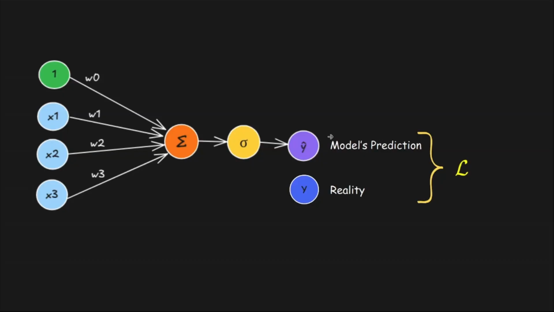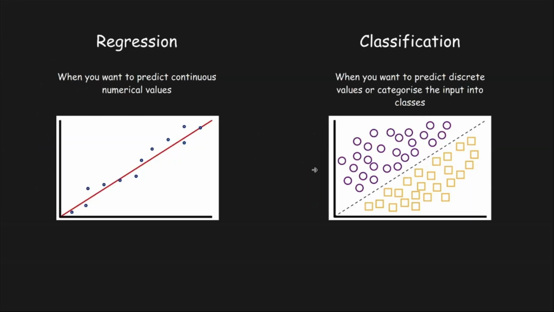Now this loss function depends on the task that you are trying to perform. So in machine learning there are basically two tasks. There is also clustering and other things, but we'll focus on these two things as of now. So there are regression tasks and there are classification tasks. So what happens in regression is that you want to predict a continuous numerical value.